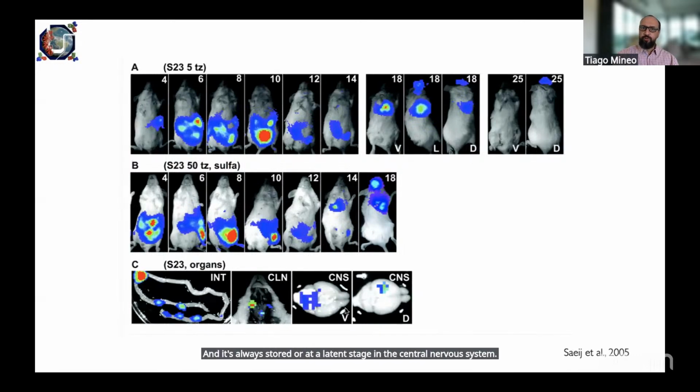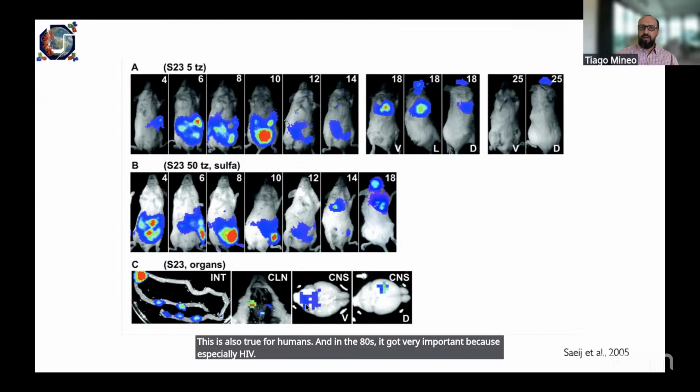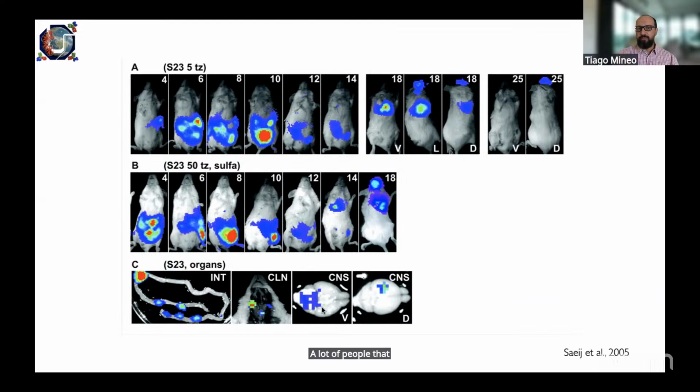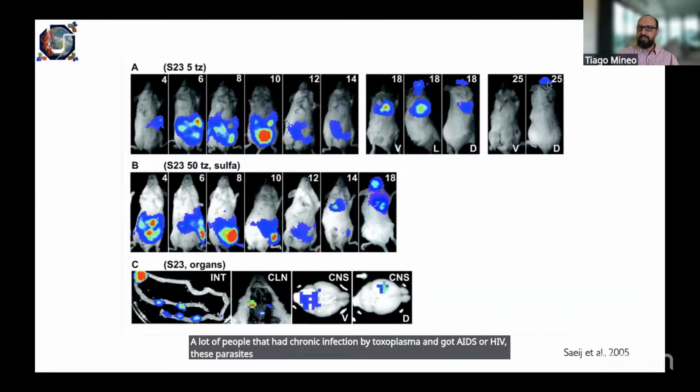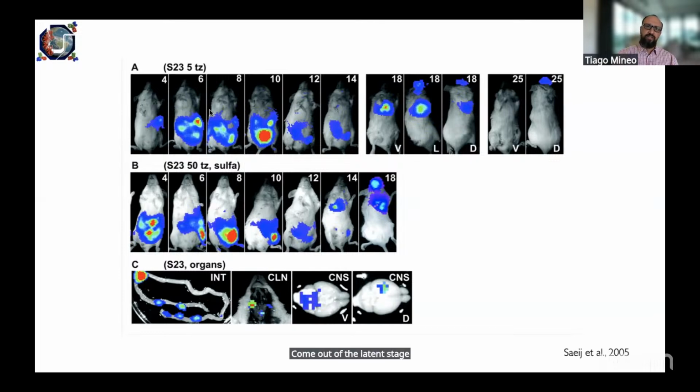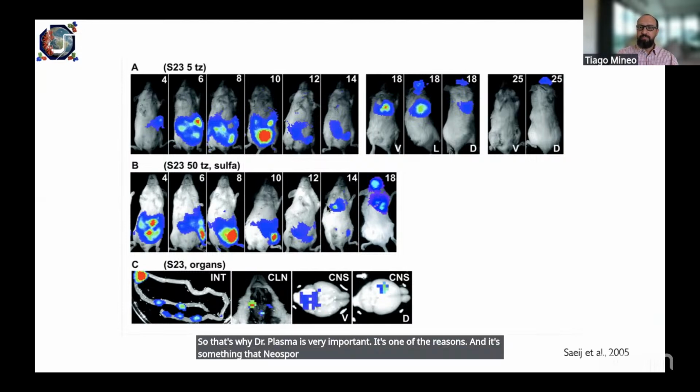This is also true for humans. And in the 80s, it got very important because of HIV. A lot of people that had chronic infection by Toxoplasma and got AIDS or HIV, these parasites would do the other way around. They would come out of the latent stage and repopulate the organs and kill the patient. So that's why Toxoplasma is very important. It's one of the reasons, and it's something that Neospora does on the same trend, but not in humans.